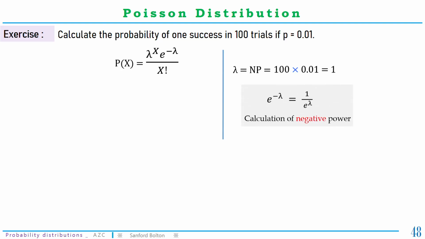e to the power of minus lambda is equal to 1 upon e to the power lambda, which is easily calculated using a calculator. Now put all values in the equation and find out the probability. The answer obtained is 0.3678.